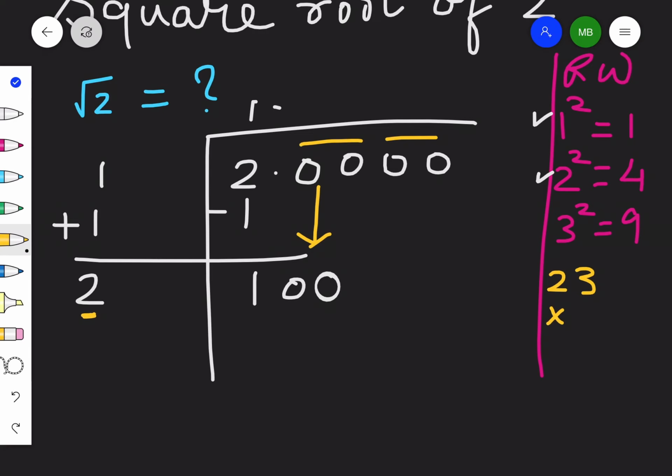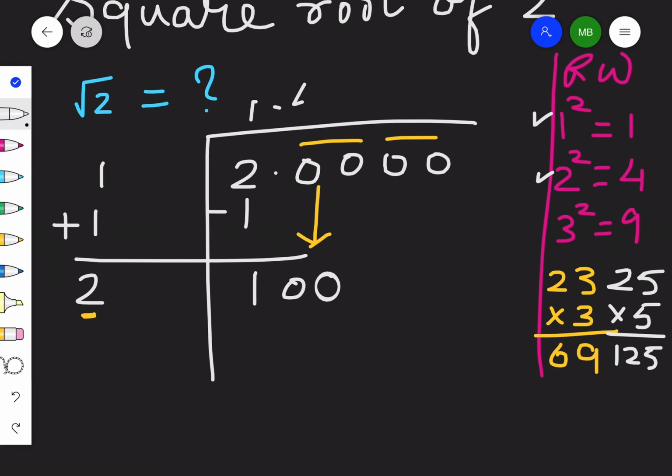I don't have to multiply 23 by 23, but 23 by the new digit. This is 69, which is smaller than this. So what I can do is go with a bigger digit. You can also try 25. Don't multiply 25 by 25, it has to be 25 by 5. So it's 125, which is way bigger. So yes, we'll go with 4, which is just smaller than it.